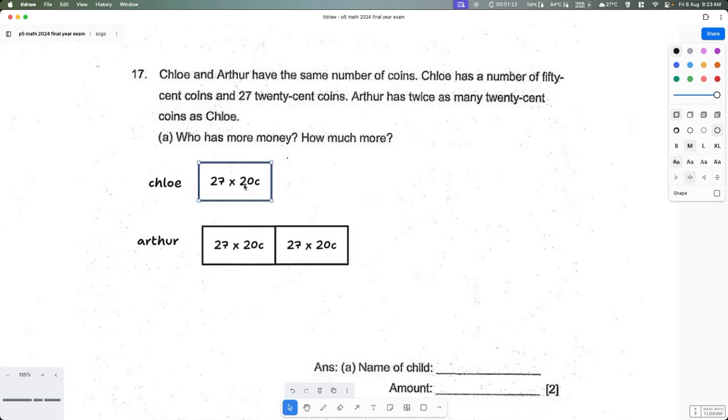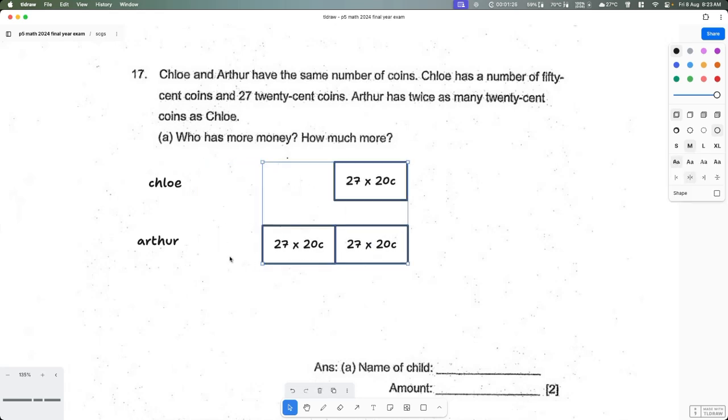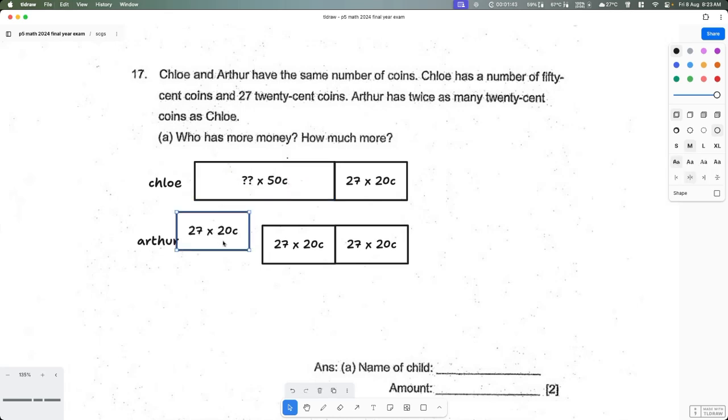We also know that both of them have the same number of coins. So in this case, we're going to draw another block, but this time it will be on the same row, and this one will be 50 cents instead. So we don't know how many 50-cent coins. And then same goes here as well, we don't know how many 50-cent coins as well.